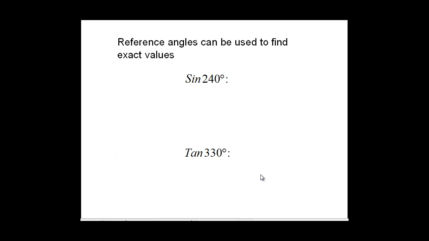Now, to find the uses for the reference angle, suppose you want to find the exact value of sine of 240. Rather than memorizing the sine of 240, you find the reference angle. Now, 240 degrees is in the third quadrant, and so sine is negative. Both sine and cosine are negative. And so the reference angle we look at is 60 degrees, because 240 minus 60 is 180. So it's going to be negative sine of 60. We've memorized the sine of 60, so it's negative square root of 3 over 2.